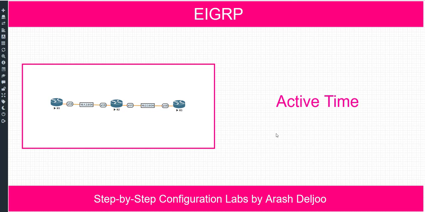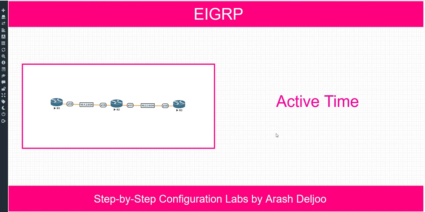In this scenario, I'm going to show you how we can configure the active timer in EIGRP. You know that by default the active time is 3 minutes. Now I want to show you how we can configure the active timer in the classic EIGRP configuration and also in the named EIGRP configuration.